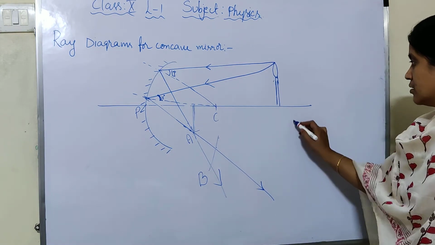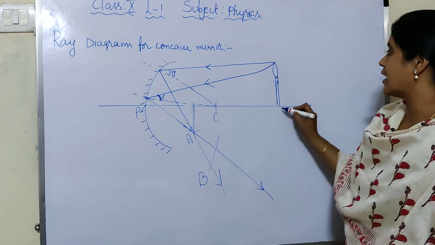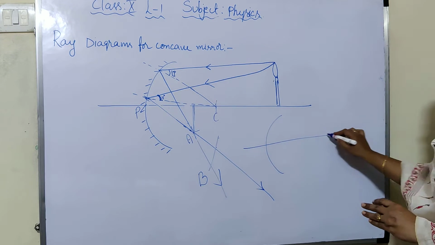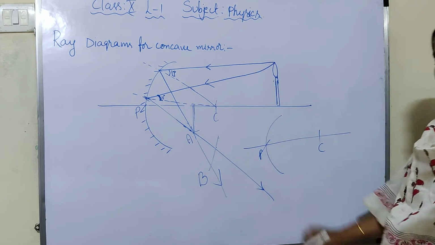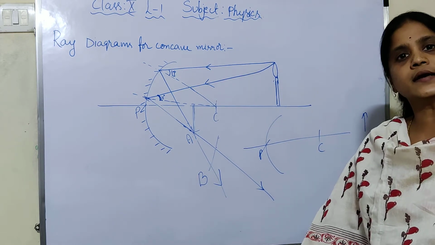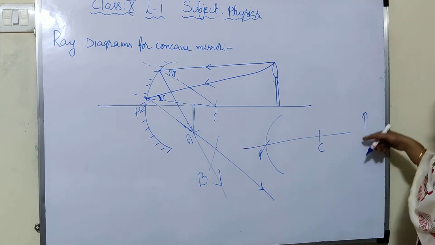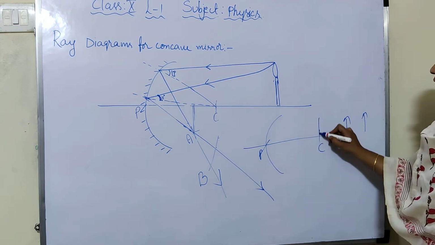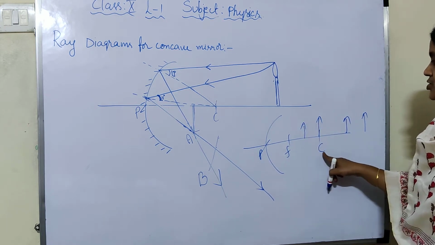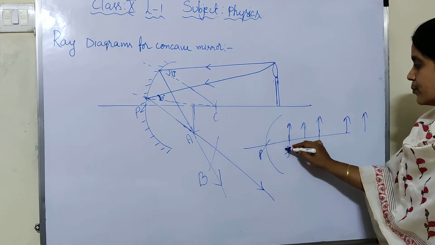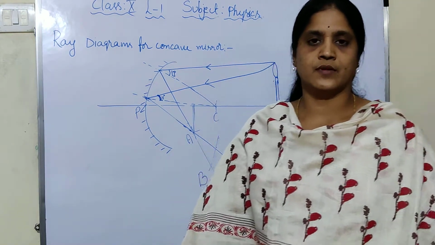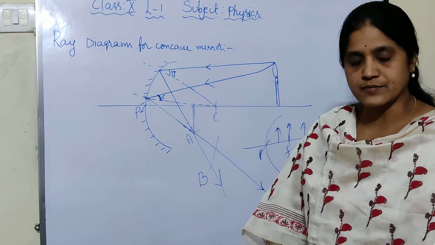Now this is the center and this is the pole in front of a concave mirror. If you place a candle at different places, at infinity, beyond C, at C, at F, between F and C, and between P and F, how do we draw the ray diagrams?